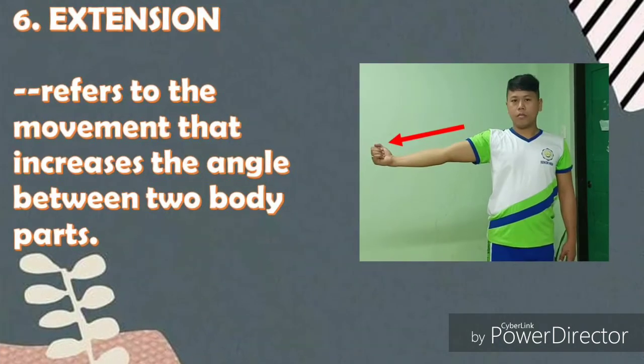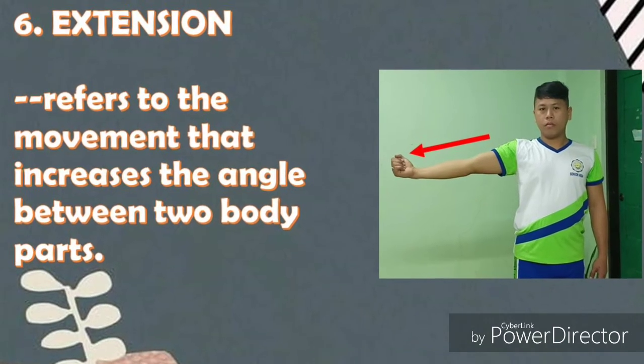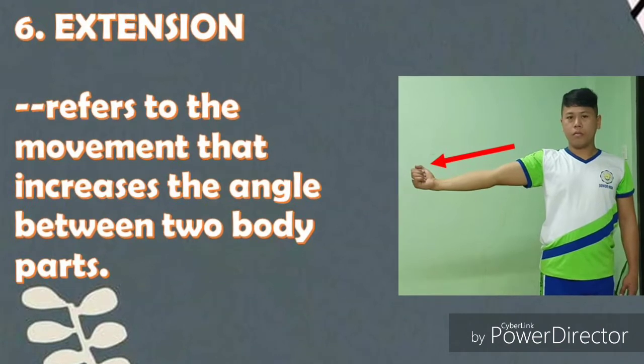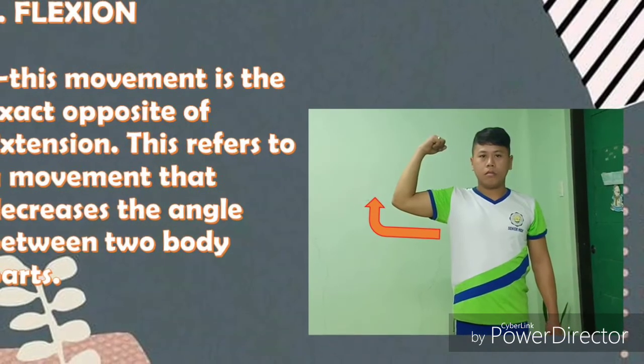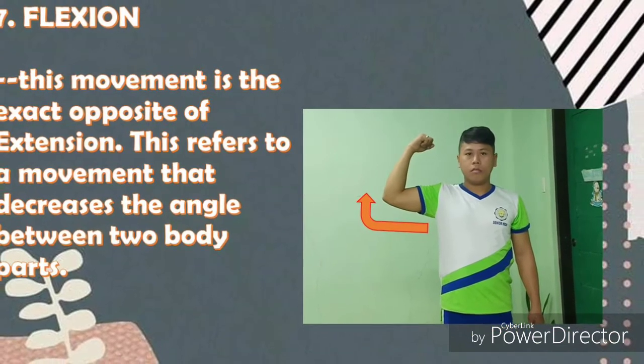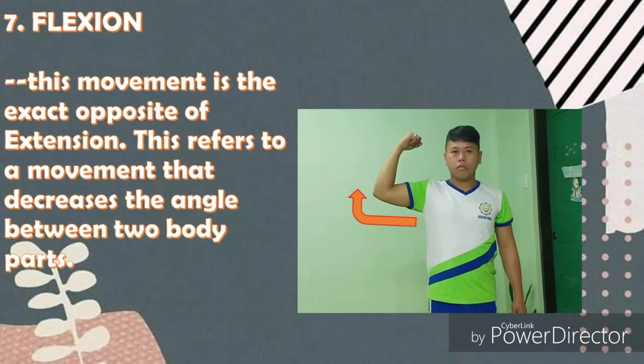The sixth movement is extension. This refers to the movement that increases the angle between two body parts. The seventh movement is flexion. This movement is the exact opposite of extension. This refers to a movement that decreases the angle between two body parts.